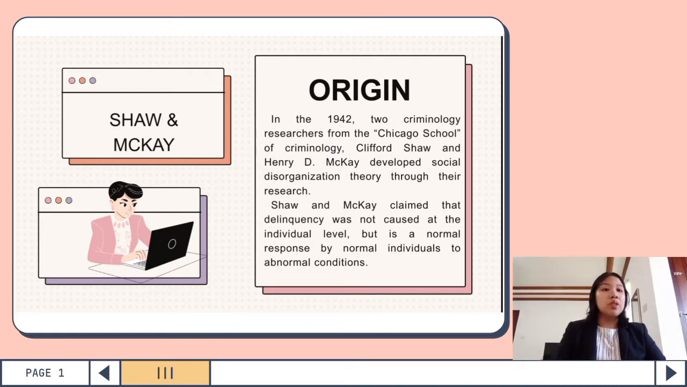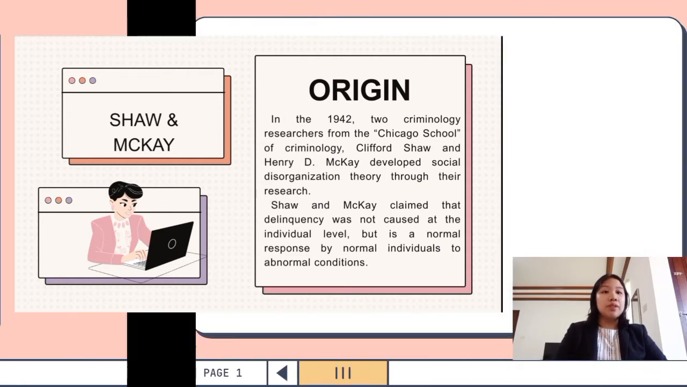Additional information about Shaw and McKay: they are American sociologists and criminologists from the University of Chicago. Their theory, named social disorganization theory, asserts that crime is most likely to occur in communities with weak social ties. An example of this is a place where an individual who grows up in a poor neighborhood with high rates of drug users, violence, and teenage delinquency is more likely to become a criminal.